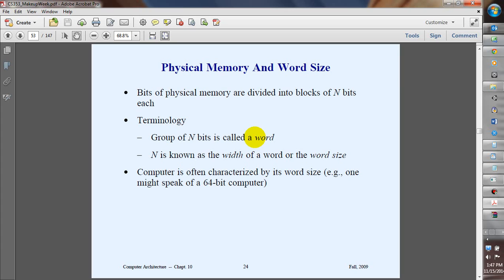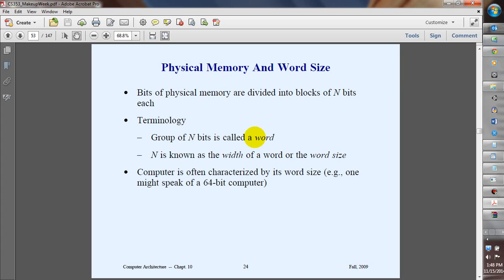There's another bit of terminology, the width of the word. That's also known as the word size. So for example, 32 bits, 64 bits. And a computer is sometimes characterized by its word size. For example, I'm running on a 64-bit computer now. In the previous generation, there were mostly 32-bit computers, but now we're in the 64-bit generation. So that is what is referred to when you say you've got a 64-bit computer. Basically, you've just got a bigger word size.